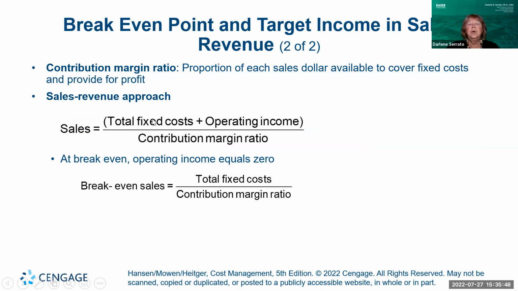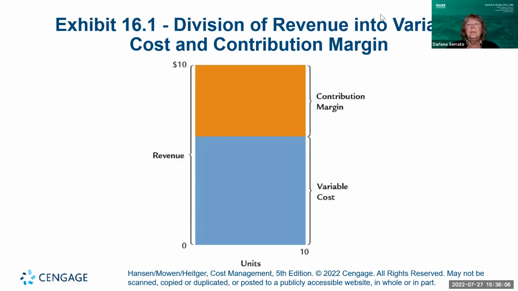Using the contribution margin ratio, if you want sales in dollars rather than in sales units, we're going to take fixed costs plus operating income divided by contribution margin ratio. That's when we want to solve for sales dollars. Okay, so let me stop there. And we're going to go to the problem shells for chapter 16.